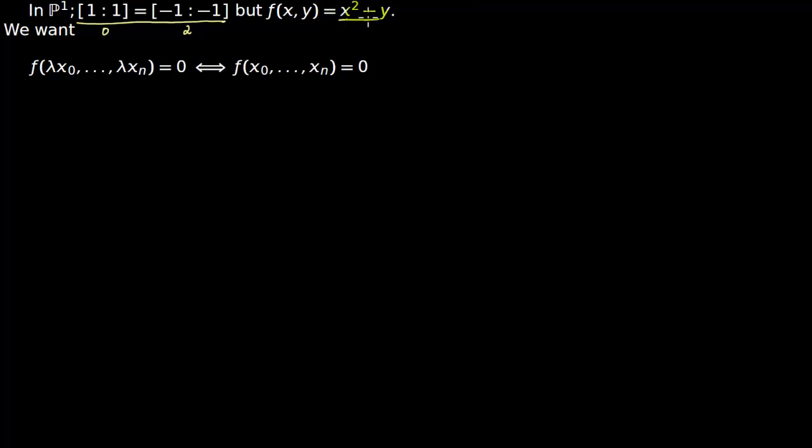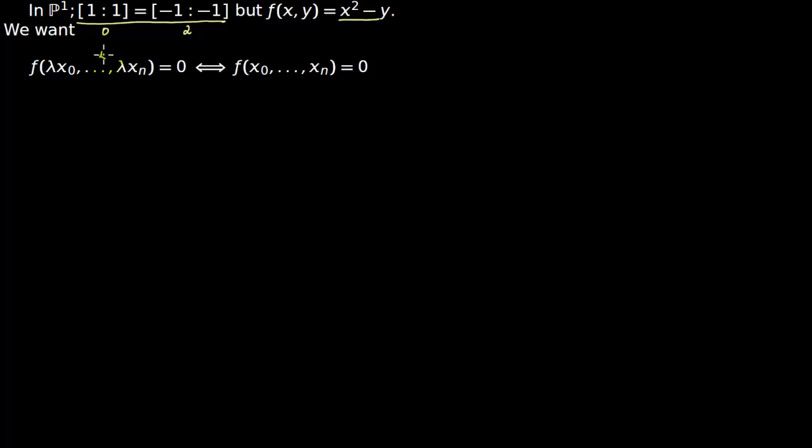The reason for the failure of this is because this is not homogeneous. You cannot take a common factor out. So these two are equal because you multiply the first by minus 1, you get this. Therefore we want homogeneous polynomials. More precisely, what we want is that f of lambda x0 to lambda xn is equal to 0 if and only if f of x0 to xn is 0.